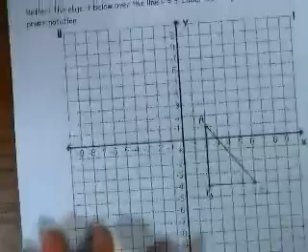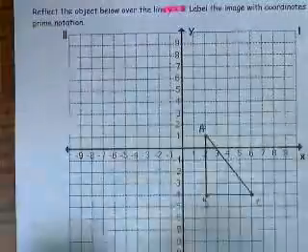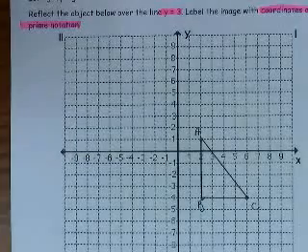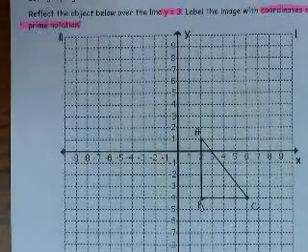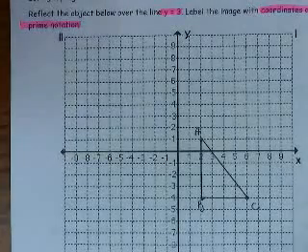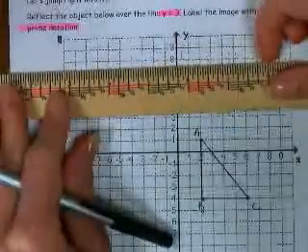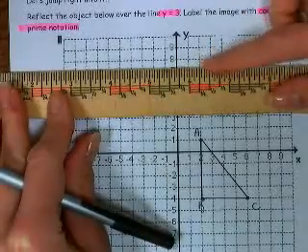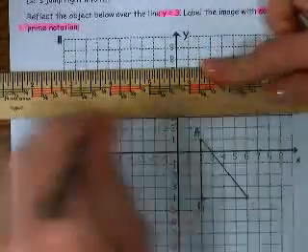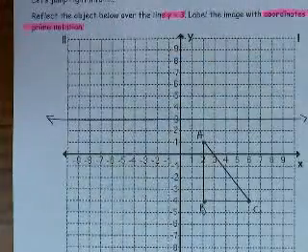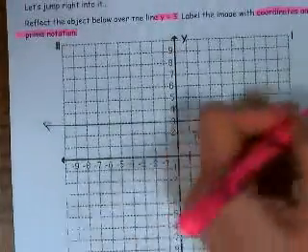So let's just jump right into it. We're going to reflect this object below over the line y equals 3. Label the image with the coordinates in prime notation. So the first thing I'm going to do is draw in that line y equals 3. And the line y equals 3 is going to be a horizontal line at 3. So I'm going to draw that in right here. And I'm going to label it, so please make sure you do the same. I'm going to highlight it so that it stands out for you and you can see it a little bit better here.